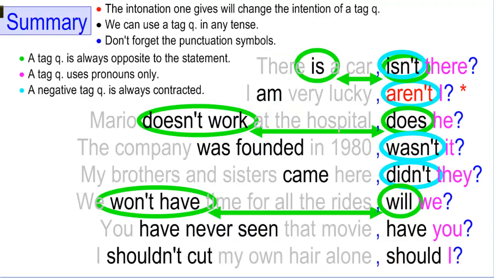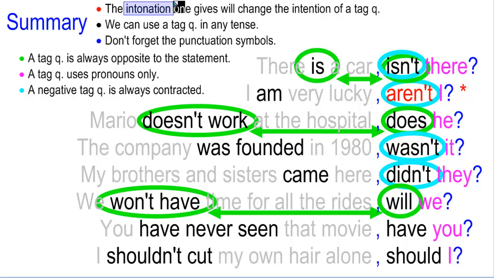So to add to the summary, the intonation one gives will change the intention of the tag question. If your intonation goes up, raising intonation, it's a real question. If your intonation goes down, it's just to confirm information. There is a car, isn't there? That's just to confirm information. There is a car, isn't there? That's a real question. Okay, so remember, your intonation is going to give the difference of the intention of the tag question.